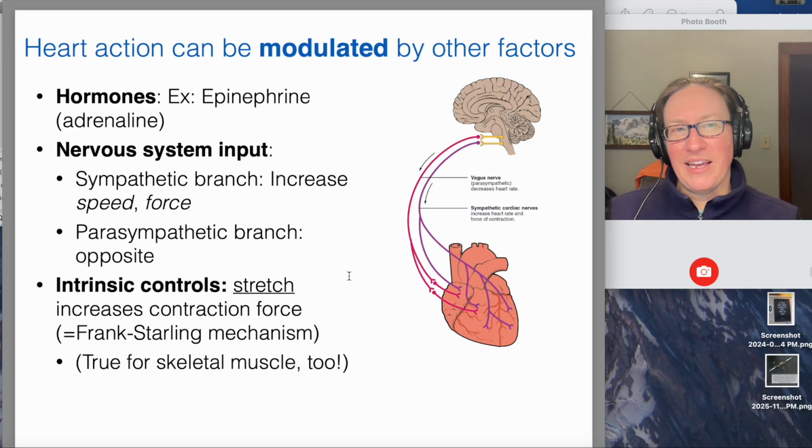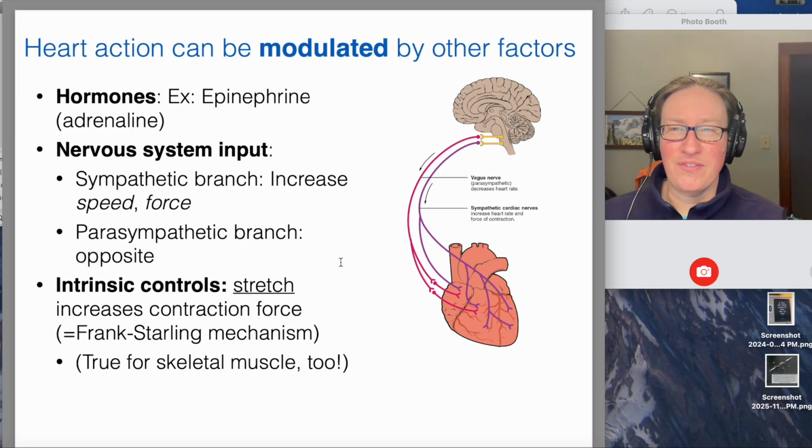One thing we saw in lab is that the action of the heart can be modulated by other factors. For example, there can be global signaling factors or hormonal signaling factors, like if you see a bear and that triggers a release of epinephrine or adrenaline, right? That's going to circulate in your bloodstream, and when that reaches the heart, that can lead to an increase in heart rate and heart stroke force.